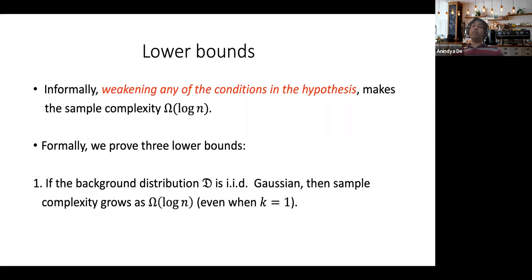First, we showed that if you keep everything the same, just make D a standard IID n-dimensional Gaussian, okay, so it's a standard n-dimensional normal, then the sample complexity must grow like omega log n. So this Gaussian is really not an artifact of the proof. It's really required to get a sample complexity independent of n.